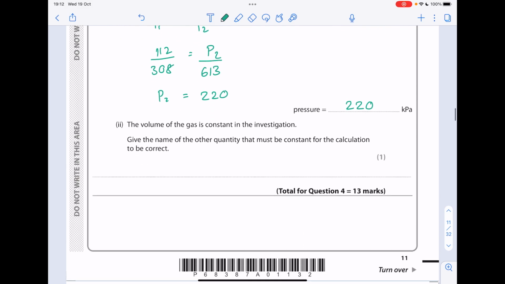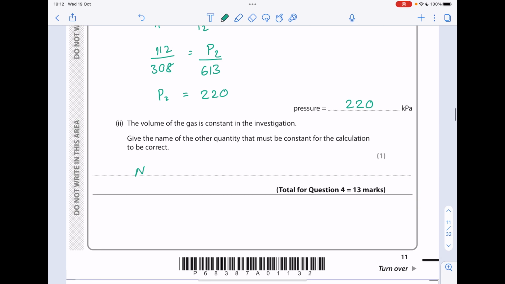The volume of the gas is constant in the investigation. Give the name of the other quantity that must be constant for the calculation to be correct. Well, you need to keep the same number of particles of gas.